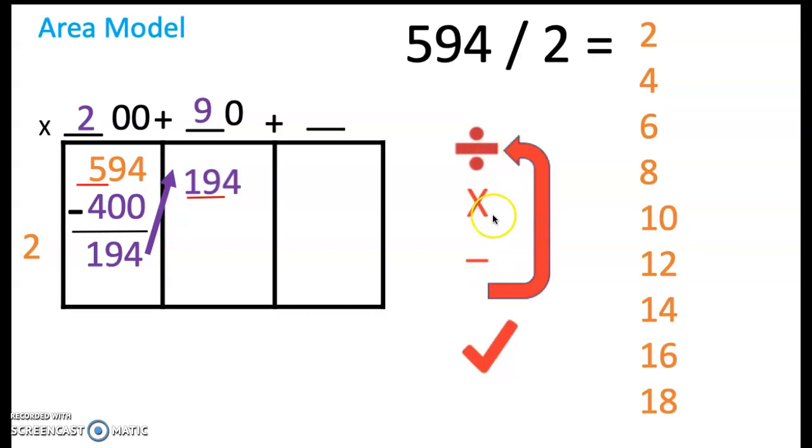Now we've done our division, so let's multiply. 90 times 2 is 180. Then let's subtract, and that will give us 14, which will bring up to our next place value.